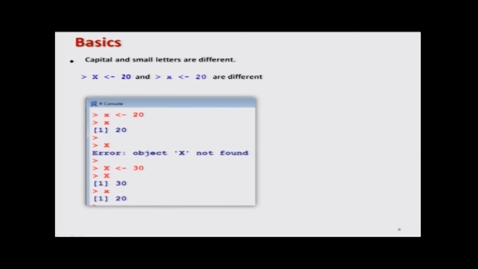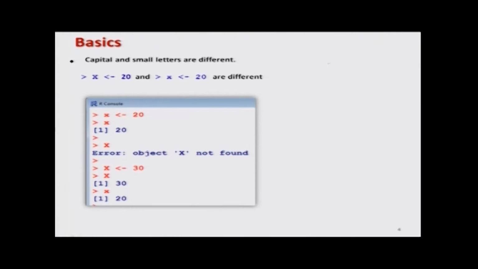Now let us come to another aspect. Whenever you are trying to assign a value to a variable, the variable names are given by alphabets and the values are numerical values. In R, you have to keep in mind that there is a difference between small x and capital X. These are not the same, these are different. For example, if I assign capital X equal to 20, and small x equal to 20, these two are different variables.